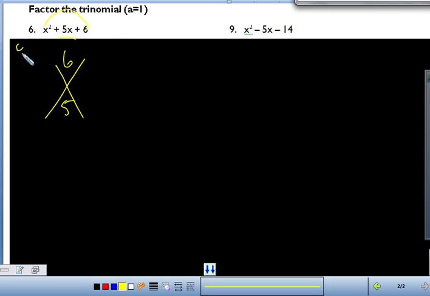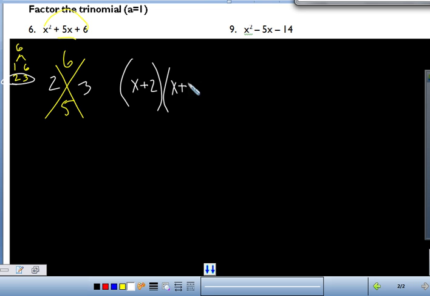Now I'm looking for factors of 6 that I can make a 5, and I see there's actually 2. So I know that one of these, when they're multiplied, gets 6. When I add them, I get 5. And I know it's actually going to be 2 and 3 in this case. So those are my two terms, x plus 2 and then x plus 3. And you can always FOIL them back out to double check yourself.